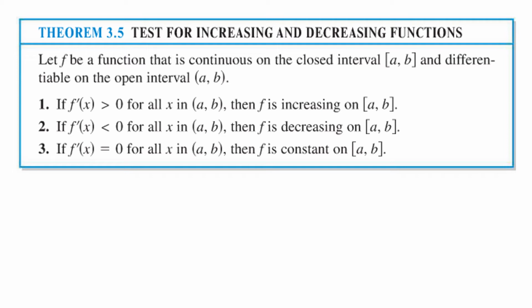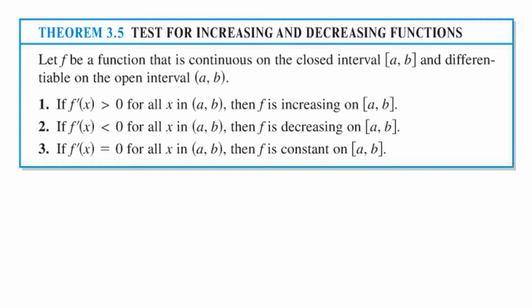And so we can say that f is a continuous function and it's differentiable. Then if the derivative is positive for all x, the function's increasing. If the derivative is negative for all x, then f is decreasing. And whenever the derivative is equal to 0, the function is constant.